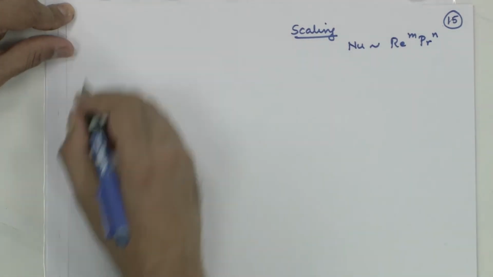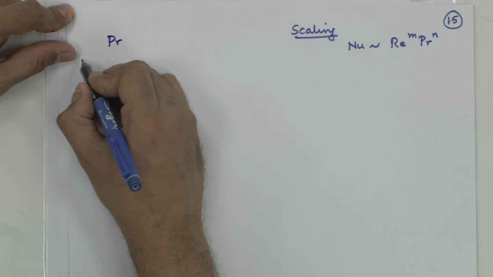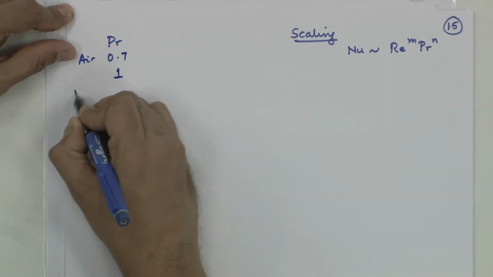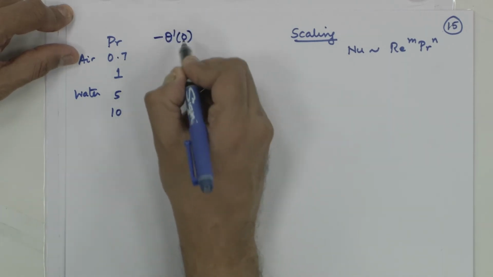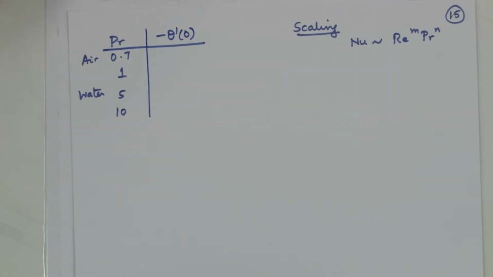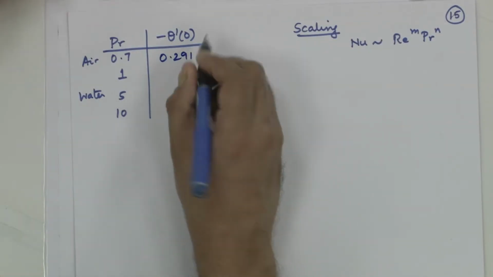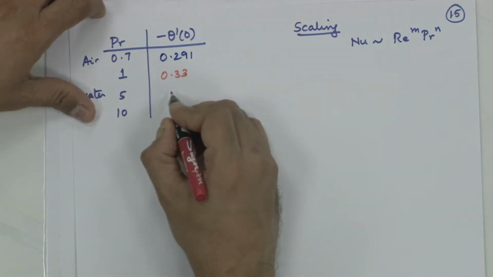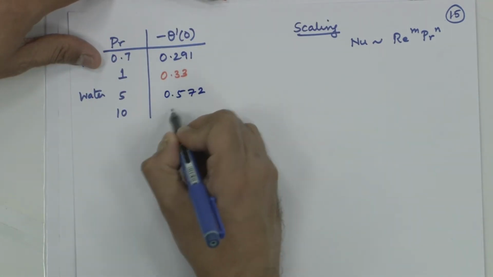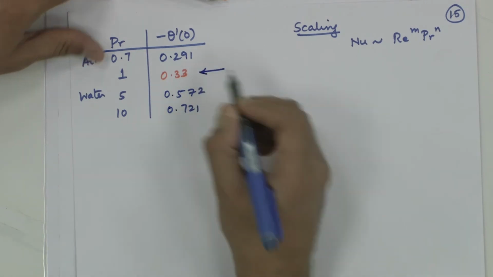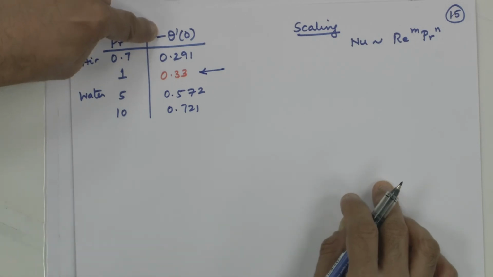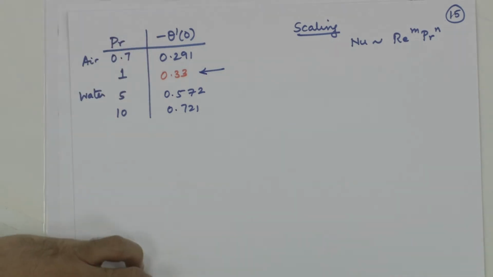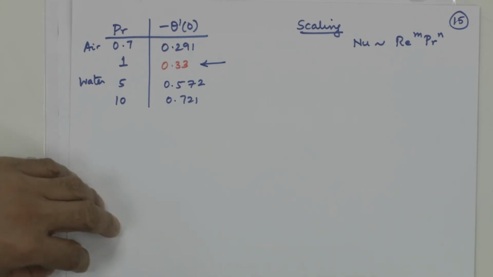So if I say the solution of this ODE, Prandtl number, if I put for air, which is 0.71, if I put for water, this is 5 and so 10, minus theta prime of 0, when I solve the energy equation in conjunction with the momentum equation, this would come out to be 0.291, 0.33, and these would be 0.572, 0.721, and so on and so forth. So when Prandtl number equals 1, remember we got that f double prime was 0.33. This is the same.